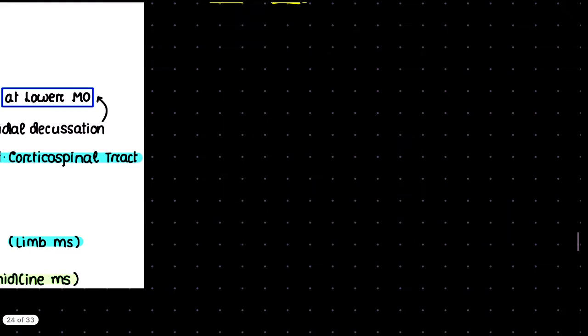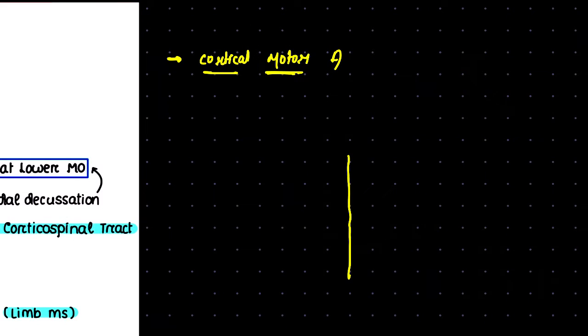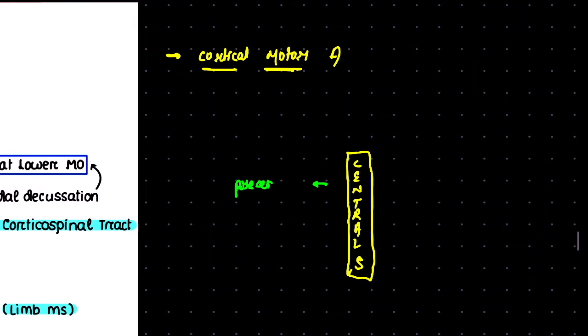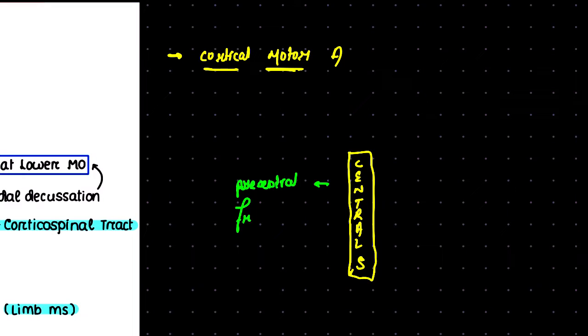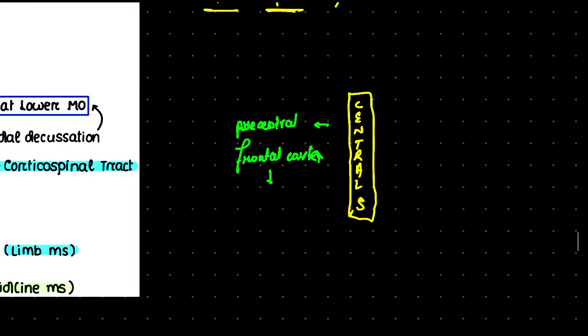Now if you remember, let's suppose this is our central sulcus. Before this central sulcus we have the precentral or frontal cortex. This was our motor cortex.